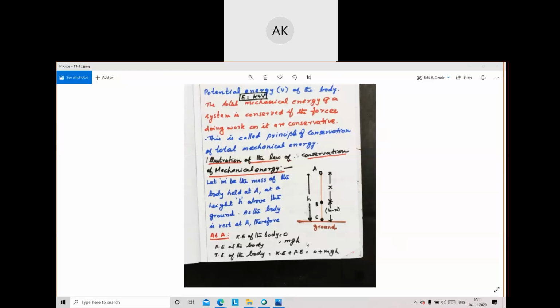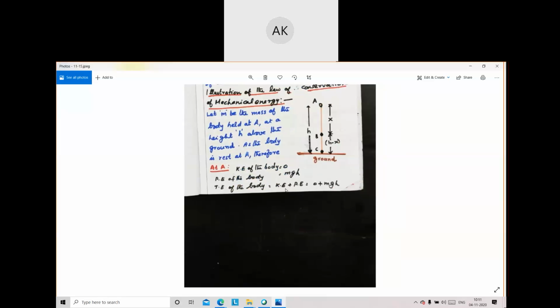What will be the kinetic energy? The body is at rest. So for a body at rest, will it have kinetic energy? No, kinetic energy will be zero. So that is what we have done here. At A, kinetic energy is zero because the body is held at A, not moving. Potential energy: it is at a height h from the ground level, so it will have potential energy mgh.